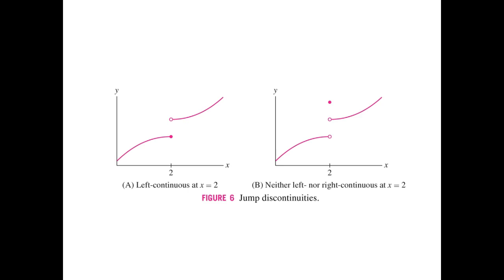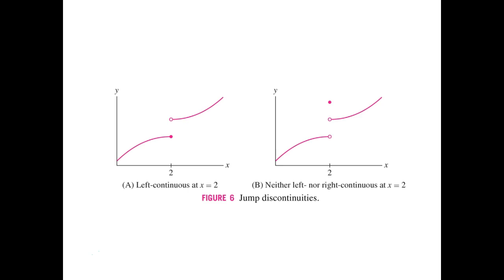Now, I said something wrong. This is left continuous there because its limit as x approaches 2 from the left is the same as the value at x equal 2. It's not right continuous. It has a limit as x approaches 2, but that limit is not the value of the function, and you can't redefine this one without losing that.